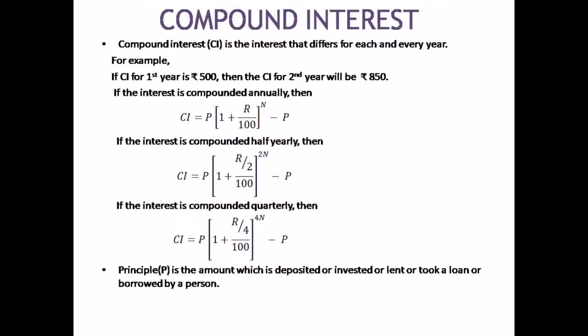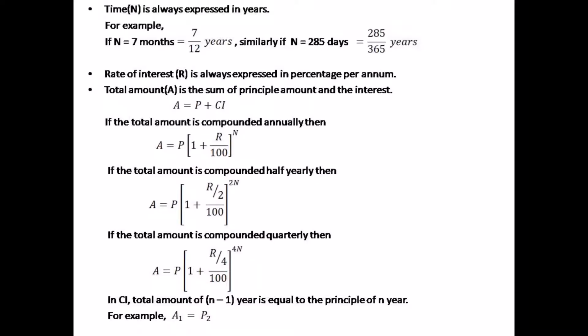Principal is the amount which is deposited or invested or lent or took a loan or borrowed by a person. Time is always expressed in years. For example, if n equals 7 months, to convert it into years we should divide by 12, so we get n is 7 by 12 years. Similarly, if n equals 285 days, to convert it into years we should divide by 365, so we get n is 285 by 365 years.